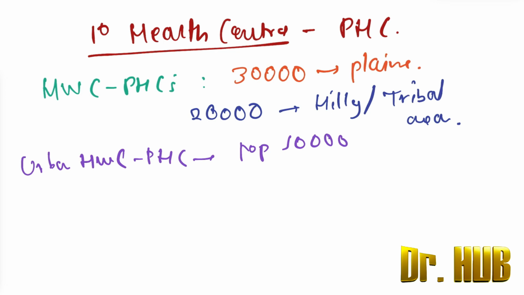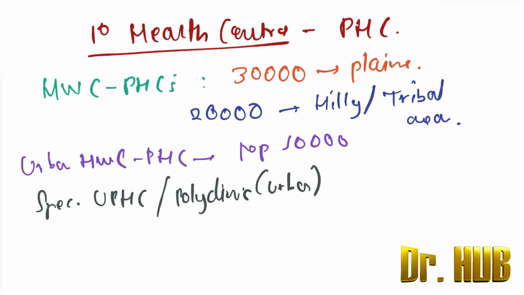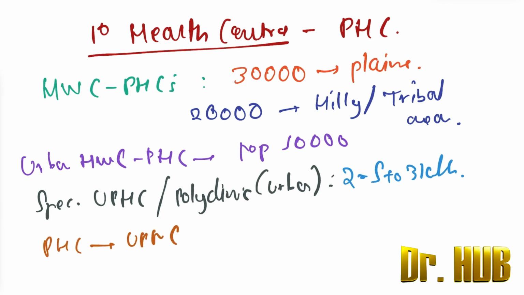So what are the specialists of the UPHC or the polyclinic? That is in terms of urban. This includes a population of 2.5 to 3 lakhs. And the PHCs and the UPHCs are further extended to 24/7.